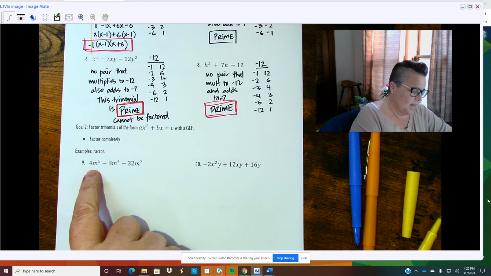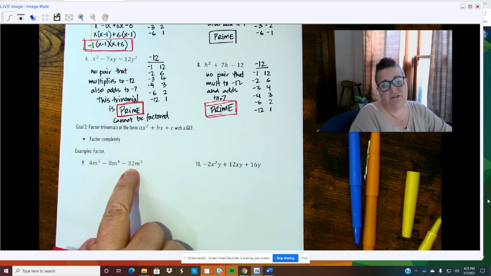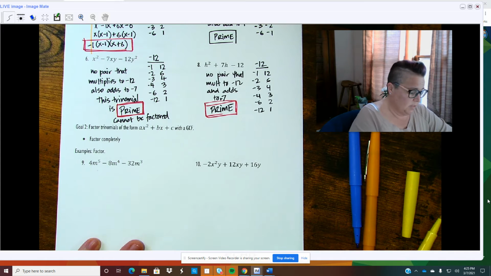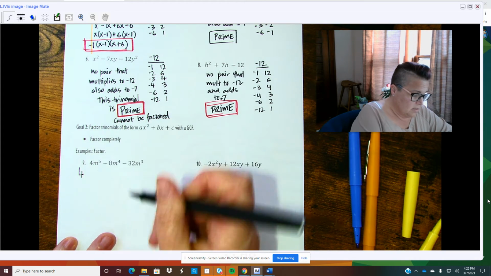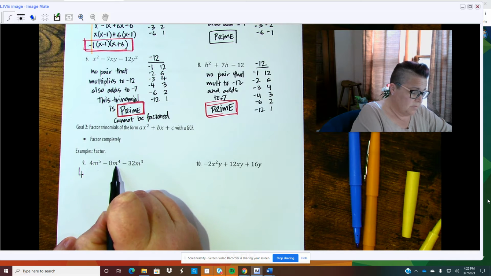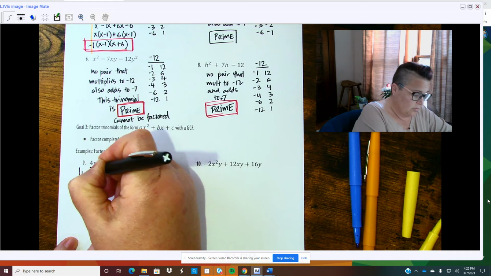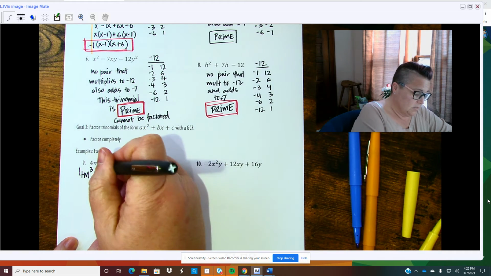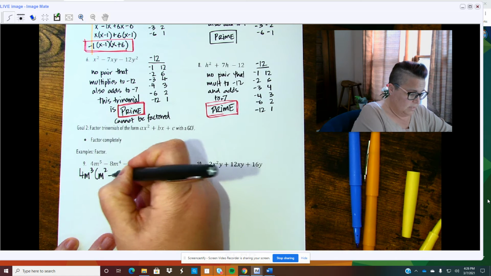So if I've got a 4m to the 5th minus 8m to the 4th minus 32m to the 3rd, I'm looking at the 4, the 8, and the 32, and I'm thinking, yeah, I can pull a 4 out of all of those. I for sure can. Then I'm looking at the m to the 5th, the m to the 4th, and the m to the 3rd, and I'm thinking, yeah, I can pull an m to the 3rd out of all of those. And that's going to leave me with an m squared minus 2m.